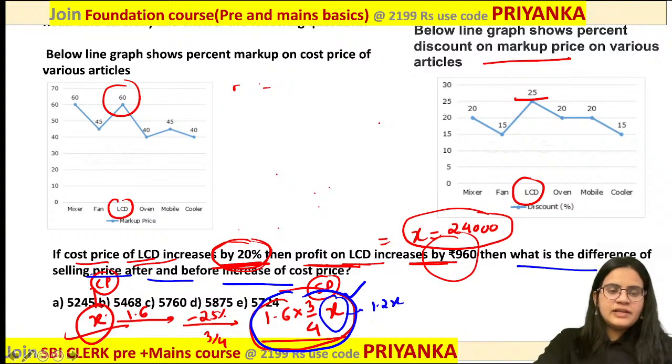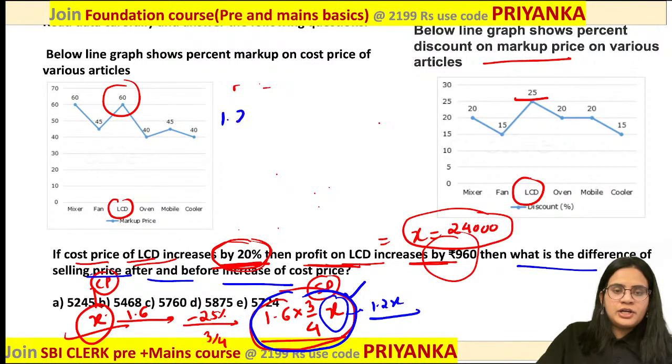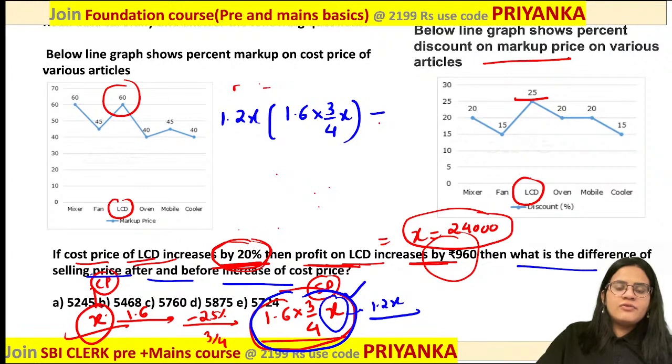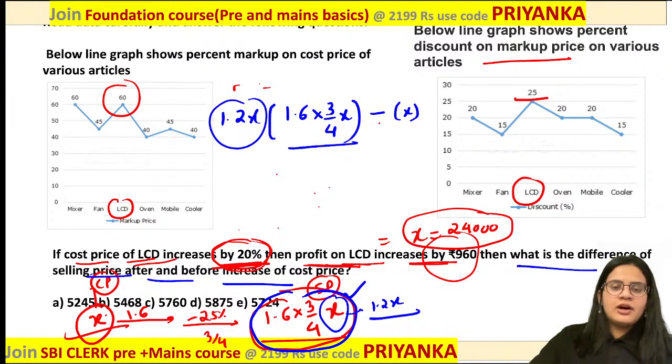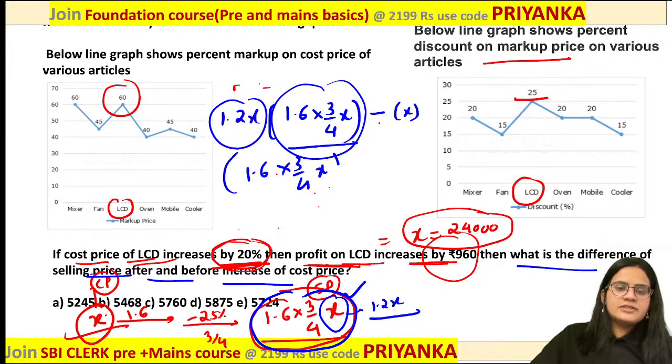So the only thing that is changing is the value of the cost price. So this value will become 1.2x into 1.6 into 3 by 4x is remaining common, and instead of 1.2x you are initially having x over here. So this is your common part. Are you guys getting my point over here? So simple one. Now you have to take this value common. Okay, so 1.6 into 3 by 4x, and if you are subtracting this, this is going to be 0.2x over here.